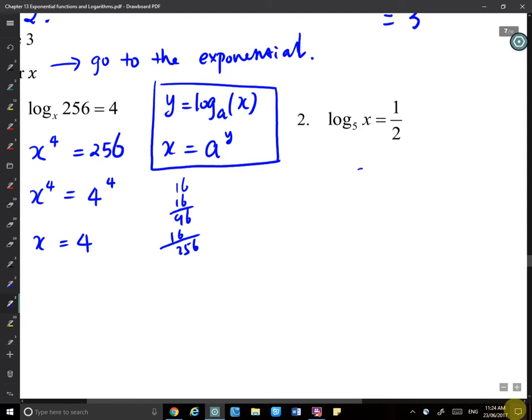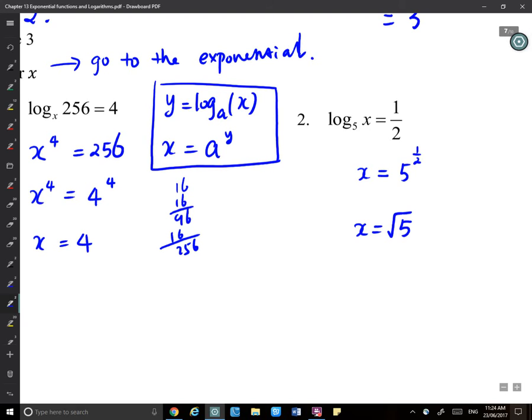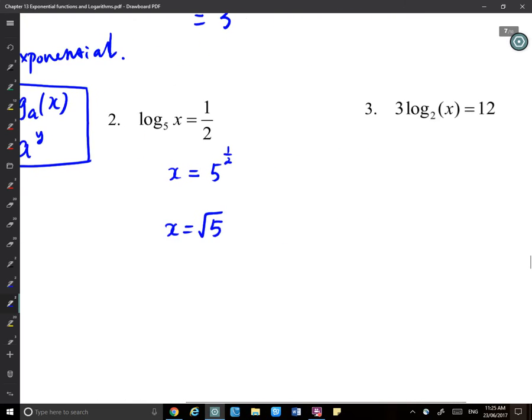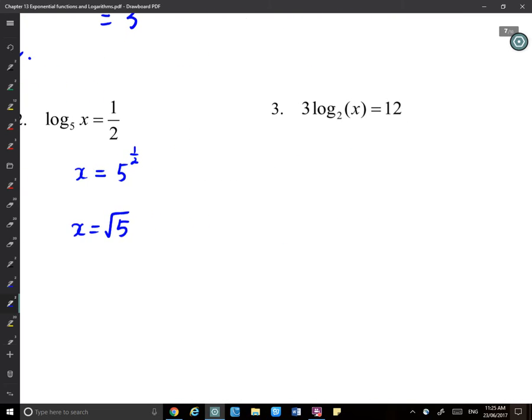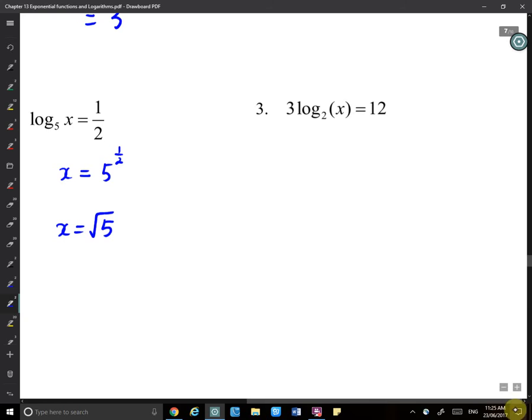Okay, this one, x will be 5 to the power of a half. Then x is just square root 5. Okay, x equals 5 to the power of half, and that's square root 5. Okay, next one. This 3 is times with the log. So log 2 x equals 4, and x equals 2 to the power of 4. x equals 16.